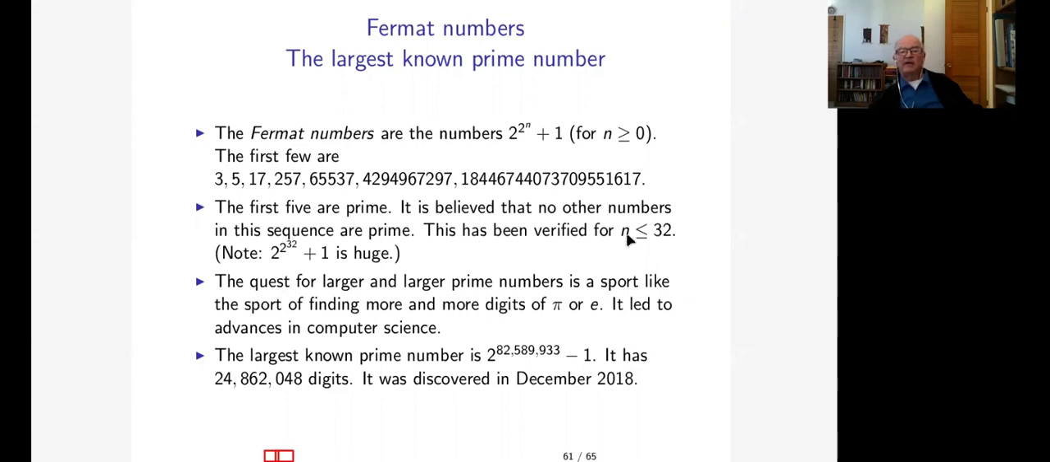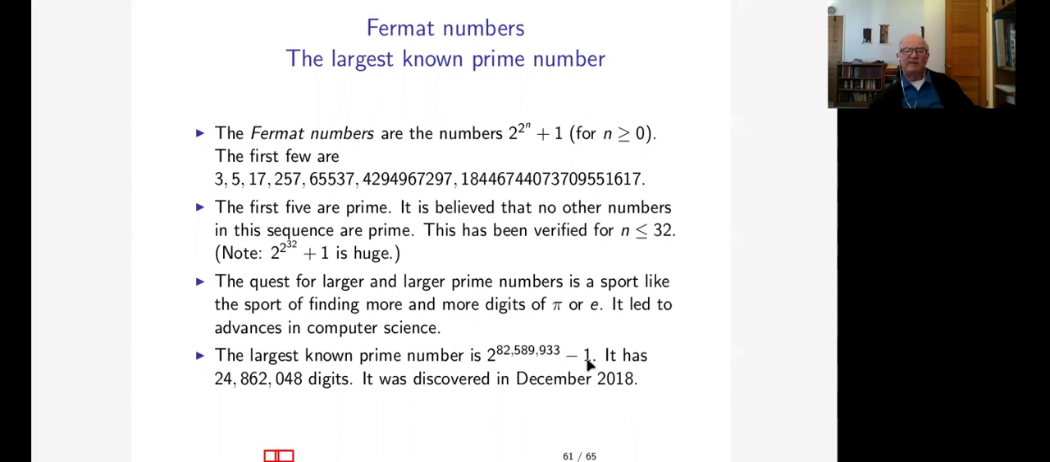And this was verified for n up to 32. And that's a huge number. So, again, we believe this to be true, but we have no proof for it. And finally, my last remark is that people are intrigued by prime numbers, and we want to find larger and larger prime numbers. And what is the largest prime number known today? The largest prime number known today is 2 to the power 82,589,933 minus 1. It has this many digits, and this was discovered in 2018.